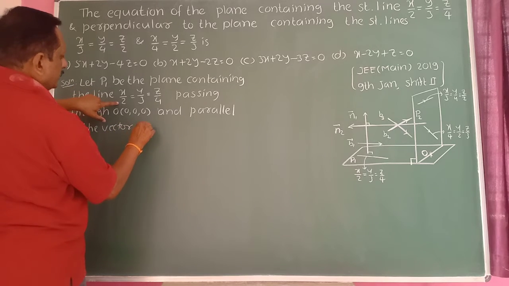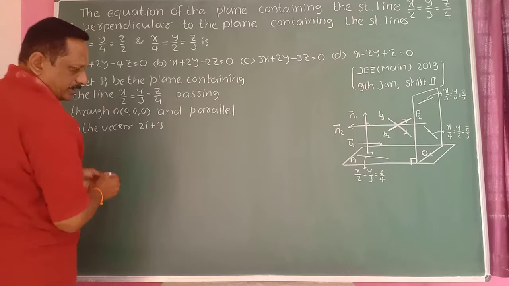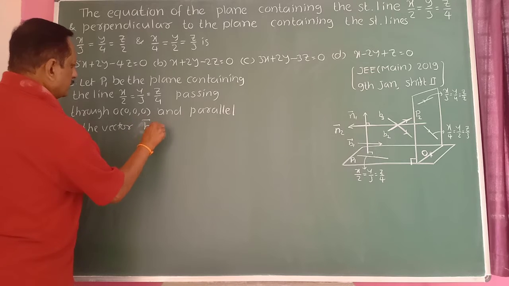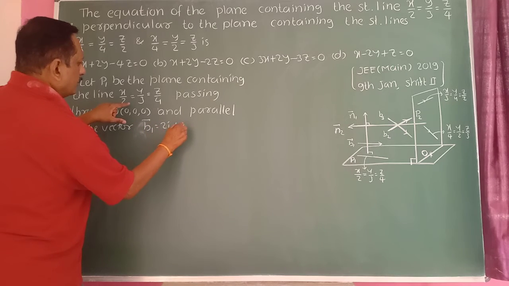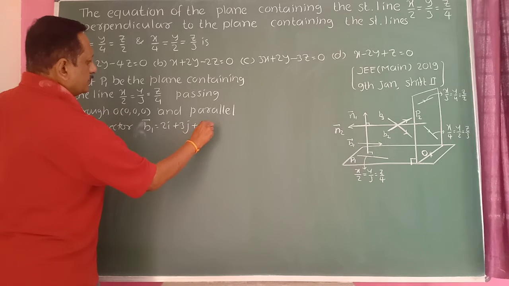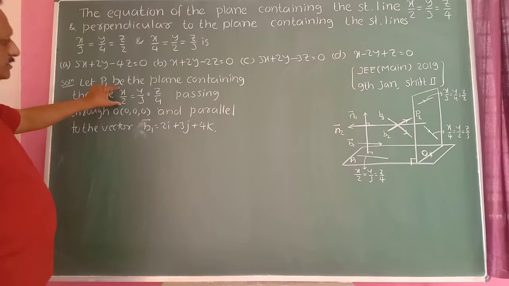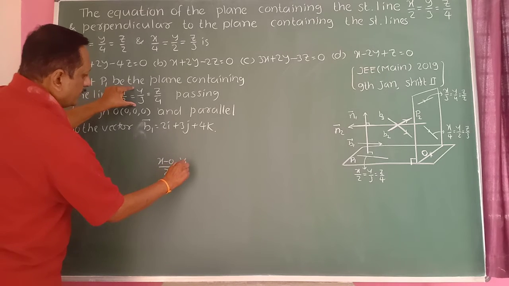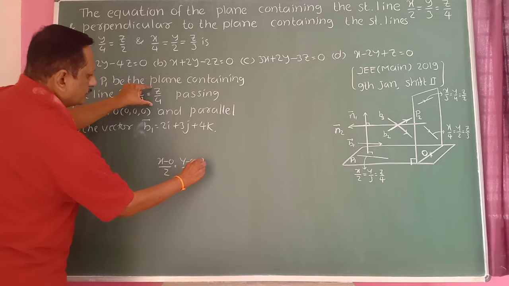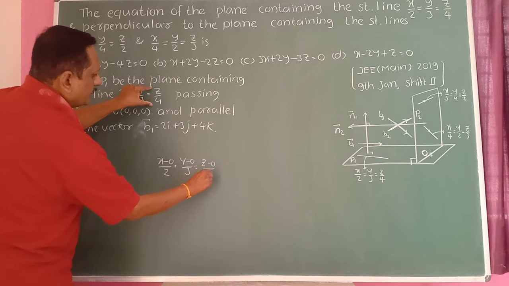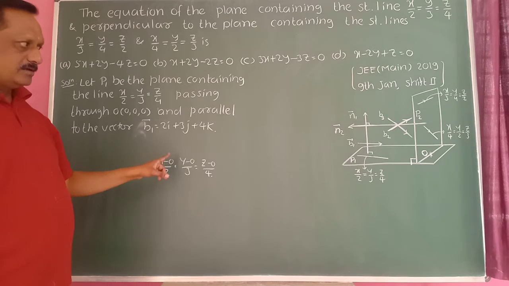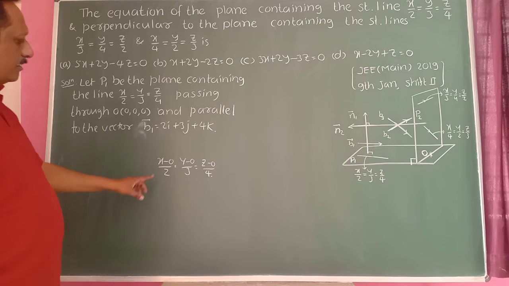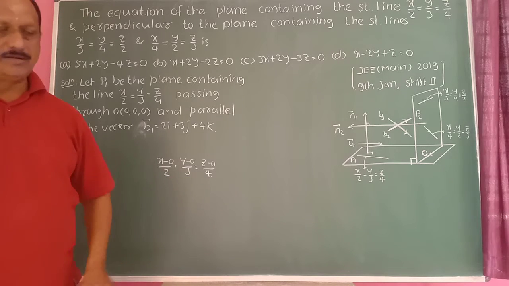So it is 2i + 3j. Take this one as b1 bar. So b1 bar is equal to 2i + 3j + 4k, because this equation can be written in this form: (x - 0)/2 = (y - 0)/3 = (z - 0)/4. Hence, this is a line passing through the origin (0, 0, 0), and parallel to the vector (2, 3, 4).